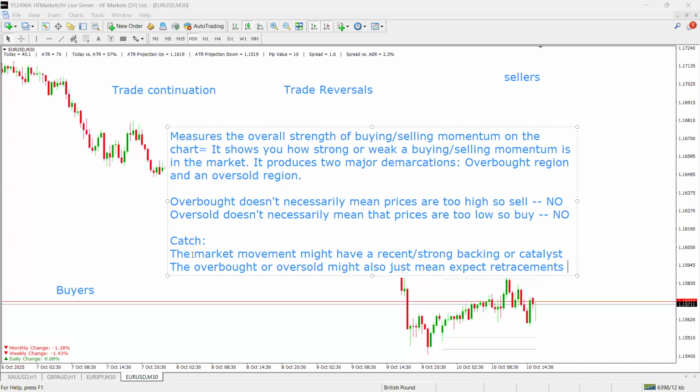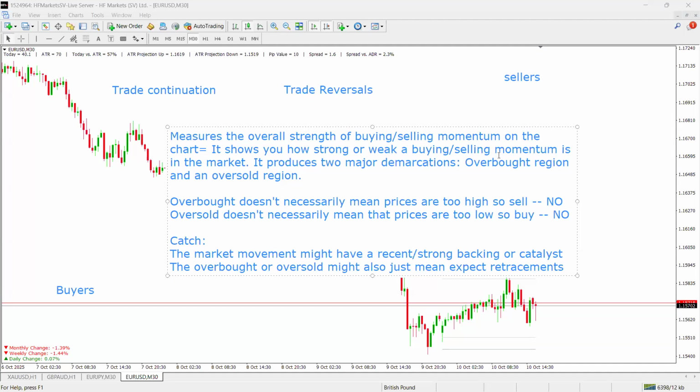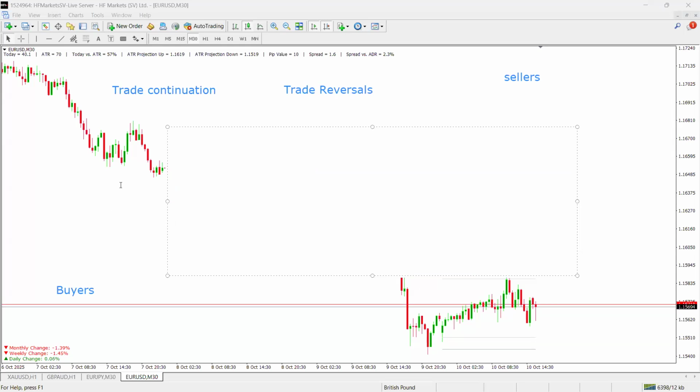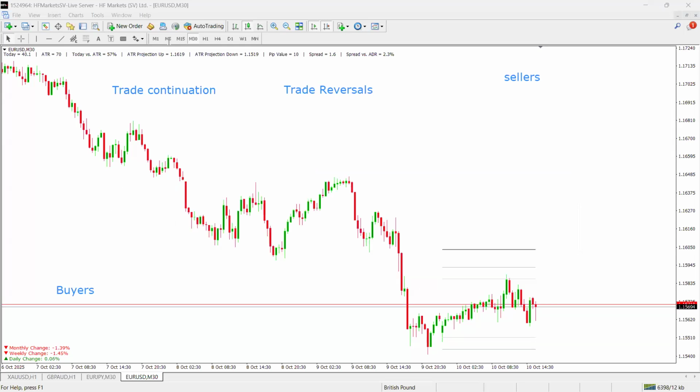Rather, there might be some catches that you need to hold on to. Number one, there might be a strong or recent backing that is pushing prices in that particular direction. It's not going to go back. Number two, those overbought or oversold natures of the market might simply also be retracements. Now, before we go further into some other things that we need to understand about this asset, let me just pull it up quickly and explain some things before we explain some functionality about how we use it and conduct analysis on it in the market.